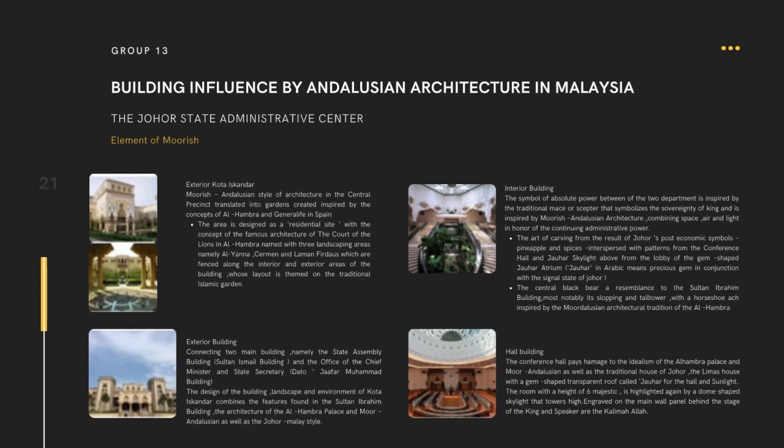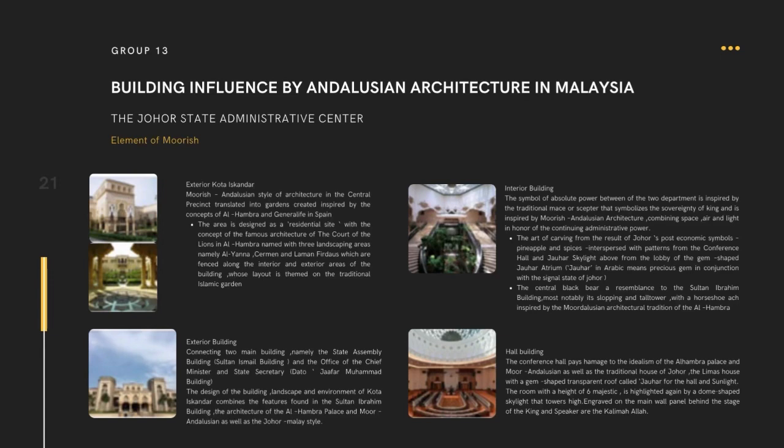Next is the exterior building. Connecting 2 main buildings, namely the State Assembly Building, the Sultan Ismail Building, and the Office of the Chief Minister and State Secretary, the Datuk Jaafar Muhammad Building. The design of the building, landscape, and environment of Kota Iskandar combines the features found in the Sultan Ibrahim Building, the architecture of the Alhambra Palace, and more Andalusian as well as the Johor Malay style.